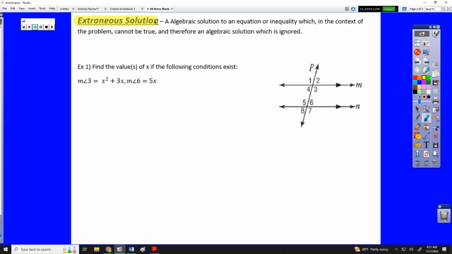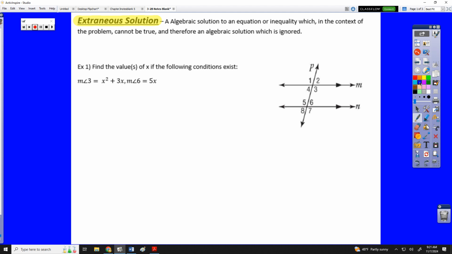An extraneous solution is an algebraic solution to an equation or an inequality which, when in the context of the problem, cannot possibly be true. Therefore, that is an algebraic solution which is ignored and not used to answer the question.